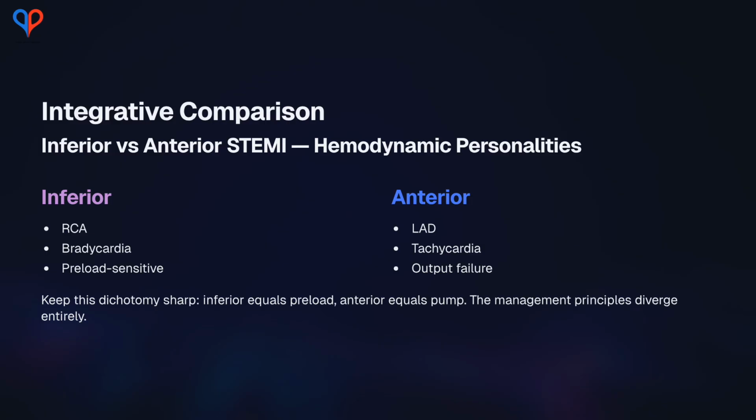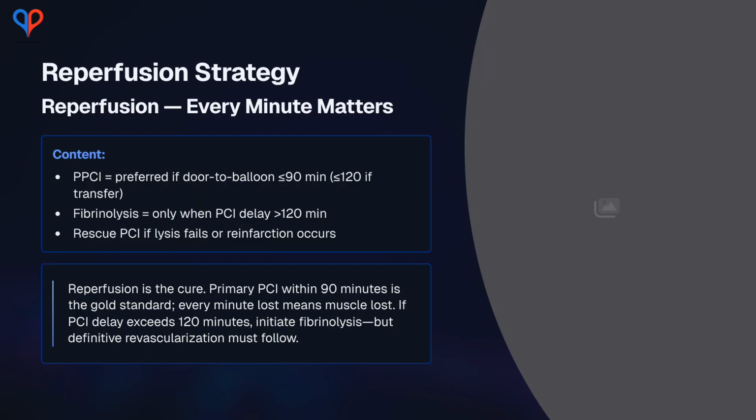Management in anterior STEMI is about supporting cardiac output and oxygen delivery. Carefully titrated inotropes to augment contractility, vasopressors to maintain coronary and end organ perfusion pressure, and early consideration of mechanical circulatory support when pharmacologic therapy is not enough. The cornerstone of treatment is rapid reperfusion.